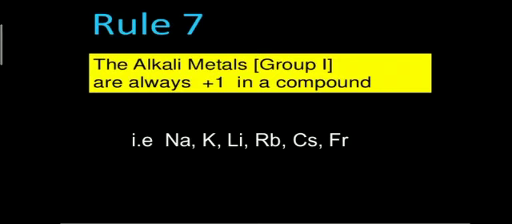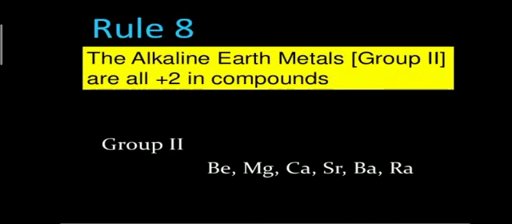Group 1 contains 1 electron in its outermost shell. All the elements in group 1 contain 1 electron in the outermost shell, so they will carry an oxidation number of +1. Similarly, alkaline earth metals belong to group 2 and have 2 valence electrons, so the oxidation number of alkaline earth metals is +2.